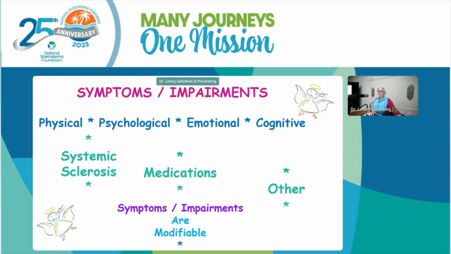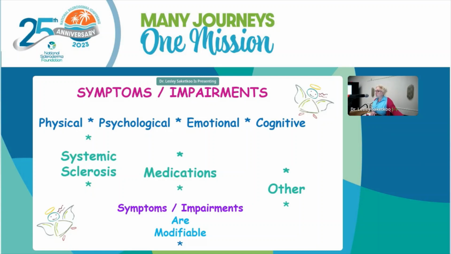So where are these symptoms coming from? Symptoms, again, they can be physical, of which there are a number in any one person. We're all different with systemic sclerosis. Everybody presents differently. Everybody has different experiences. So physical symptoms are a spectrum.